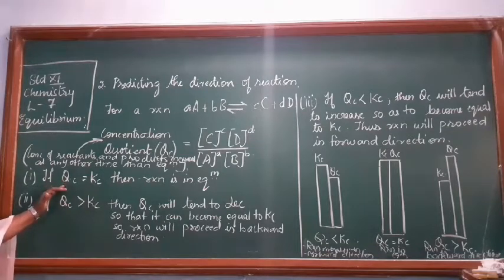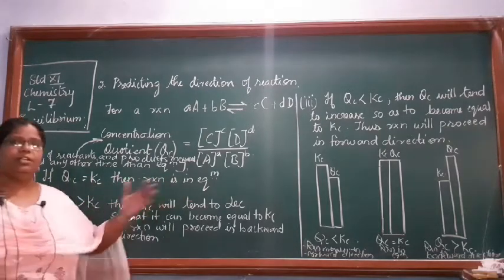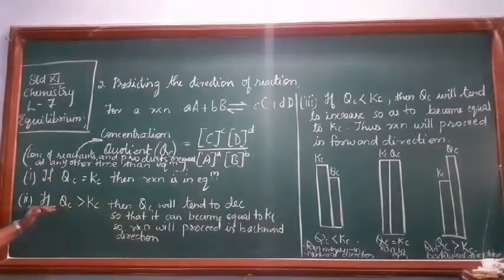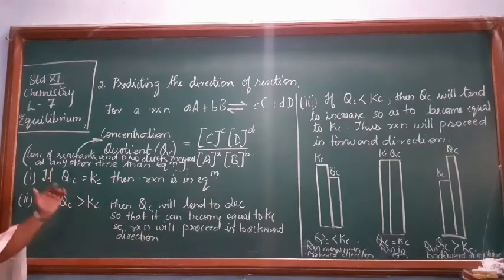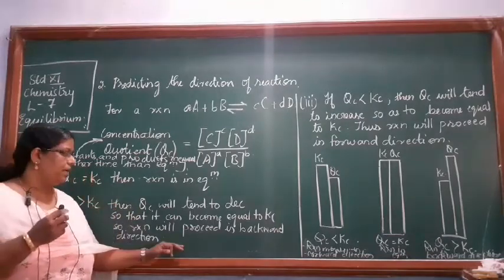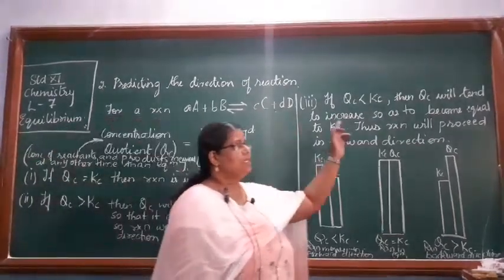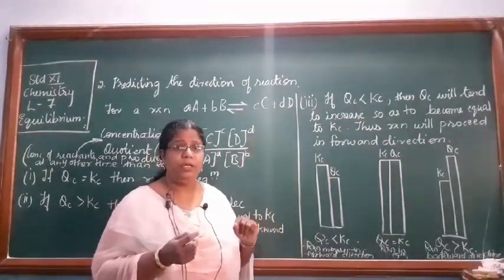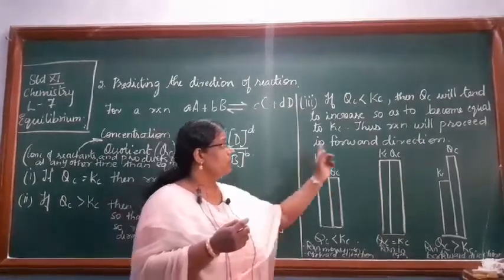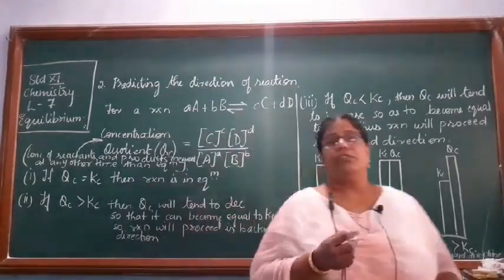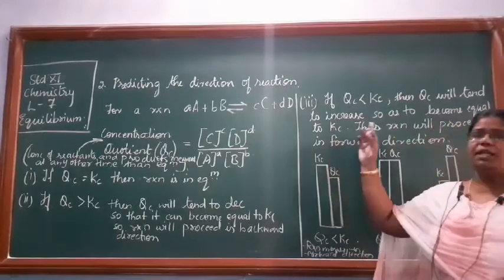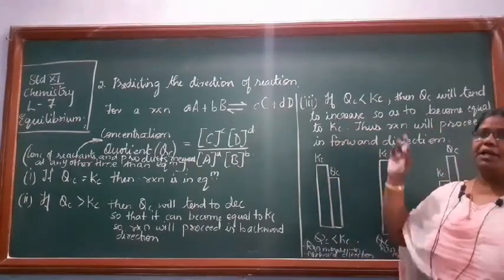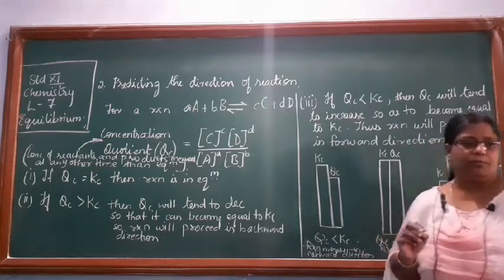Followed? So when you find QC equal to KC, we can say that the reaction is in equilibrium, and if QC is greater than KC, तो QC reduce होने की कोशिश करेगा. क्यों? So that it can become equal to KC, और वो कब होगा? When it moves in the backward direction. ठीक है, और if QC is less than KC, QC will try to increase itself so that it can become equal to KC, और वो तब हो सकता है when the reaction proceeds in the forward direction. So this is the second application, predicting the direction of the reaction. Okay, note down.